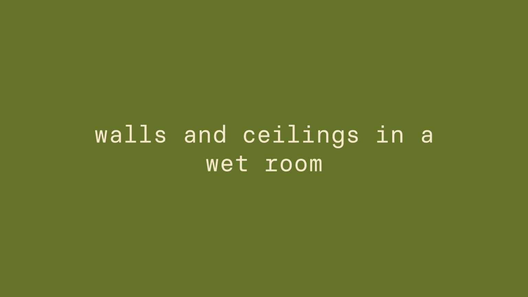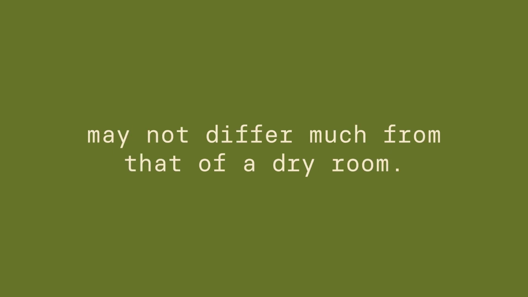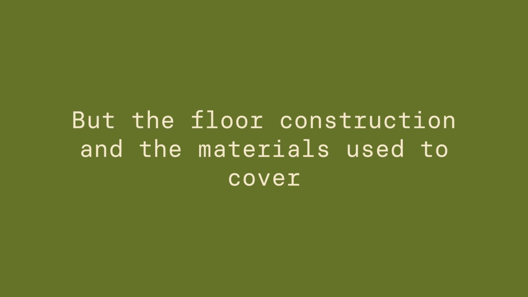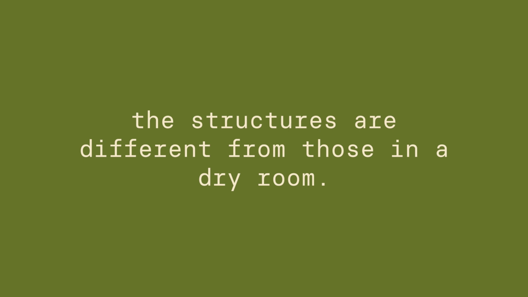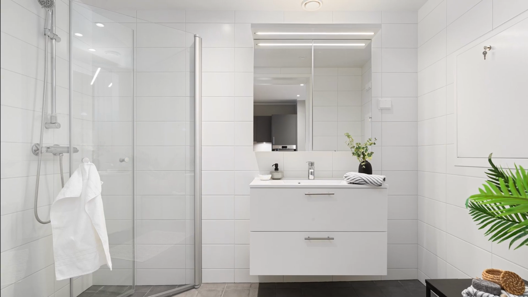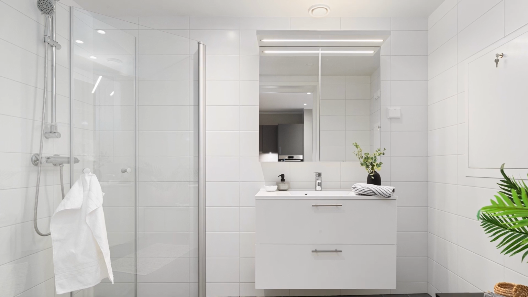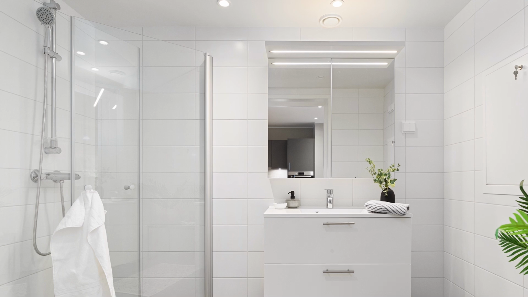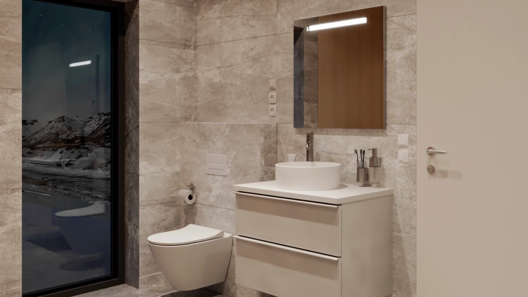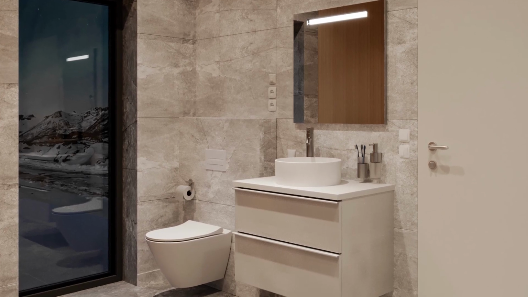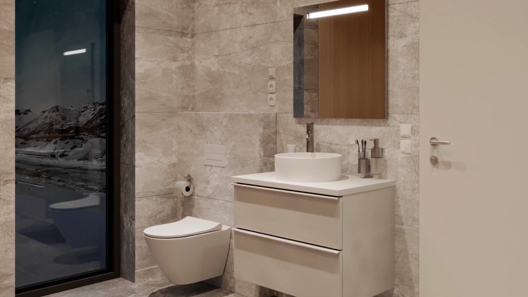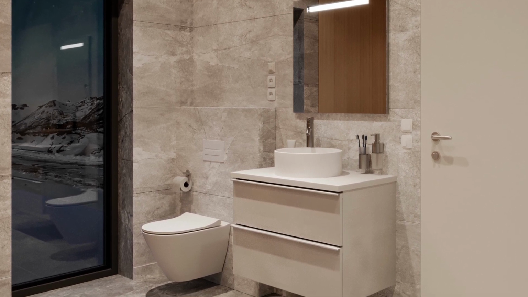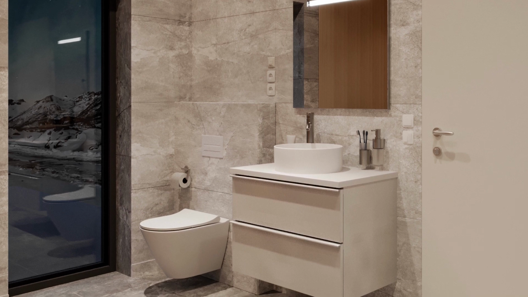The base structure of walls and ceilings in a wet room may not differ much from that of a dry room, but the floor construction and the materials used to cover the structures are different from those in a dry room. Wet rooms need to be constructed in such a way that the high humidity in the rooms does not penetrate the boundaries or damage the structures. Therefore, all surfaces need to be waterproofed: the floors, walls, and ceilings. Floors and walls need to be hydro-insulated.